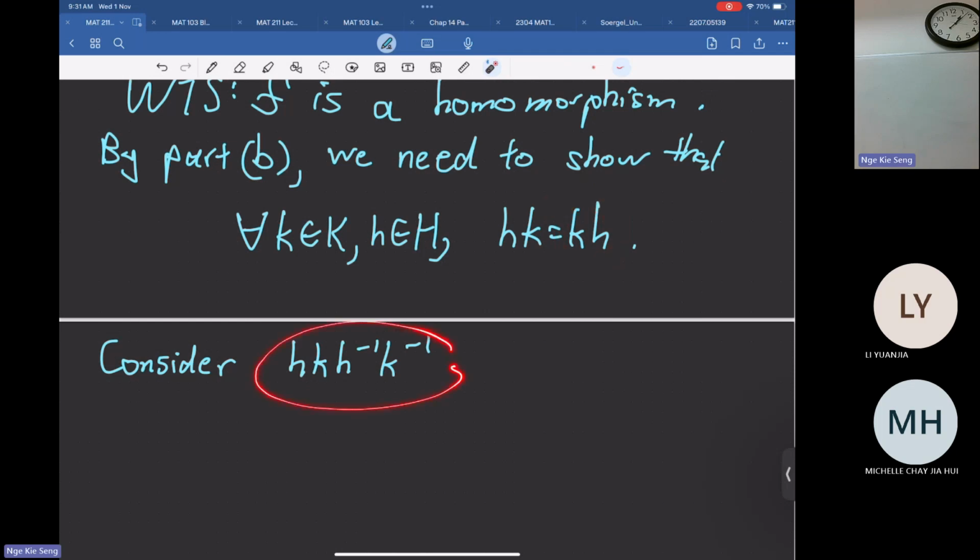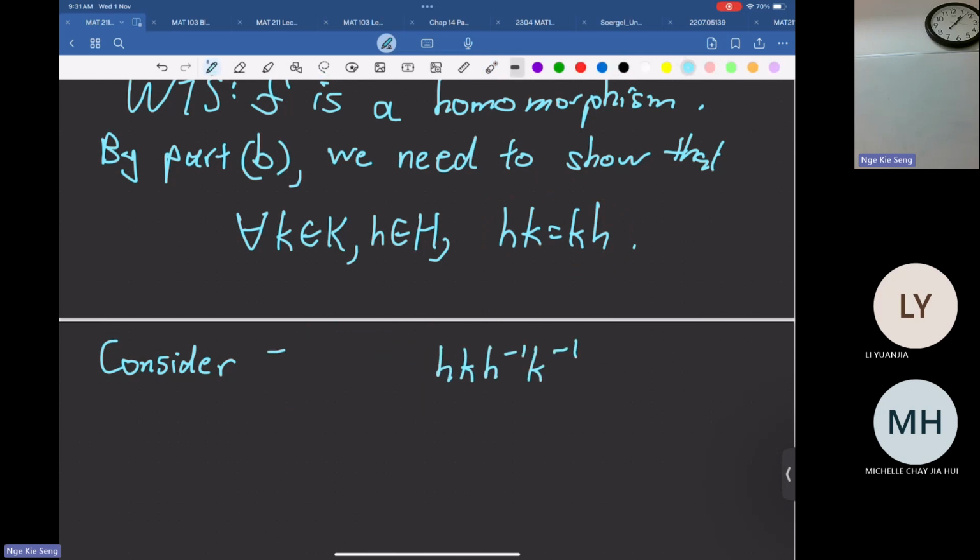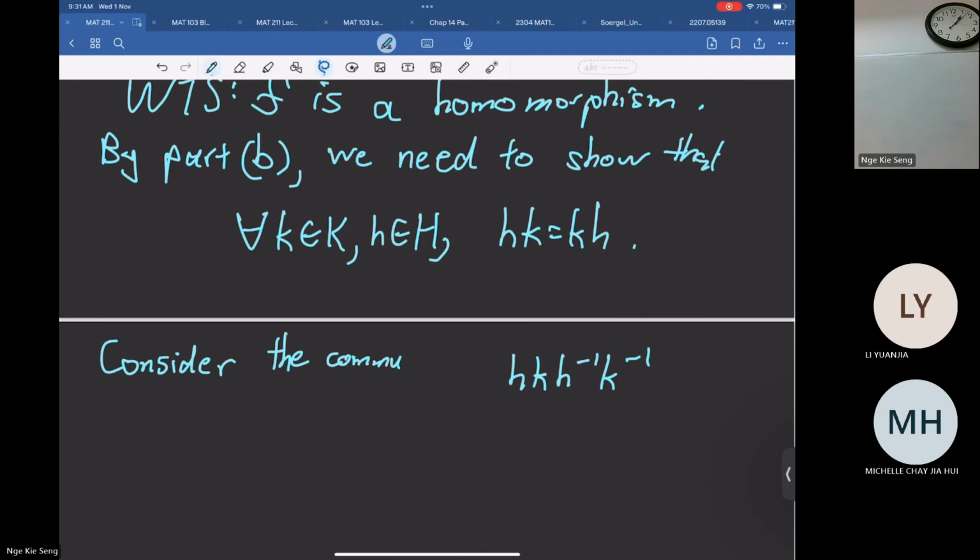Can we see where this guy comes from? If this guy equals the identity, then we know that HK and KH commute. This thing here is what we call the commutator. If the commutator equals 1, then the two elements commute. If the commutator of H and K equals 1, then it commutes.